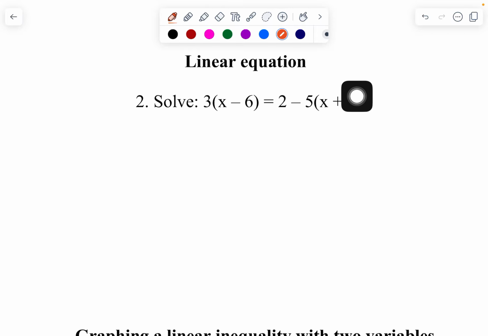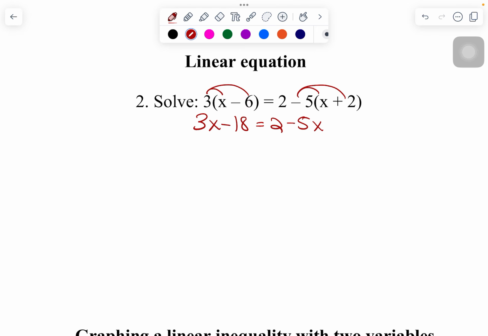We've got x's on both sides. We've got to do some distributive. Let's solve this thing. So we're going to distribute and distribute. So 3x minus 18 equals 2. I need to distribute some more. Minus 5x. Distribute some more. Minus 10.